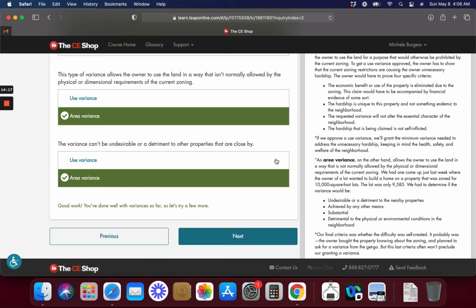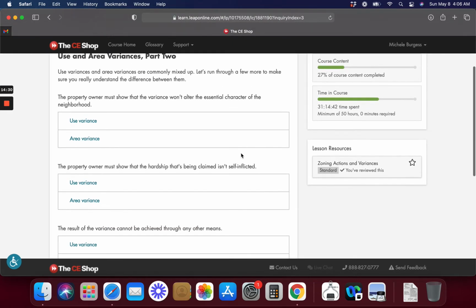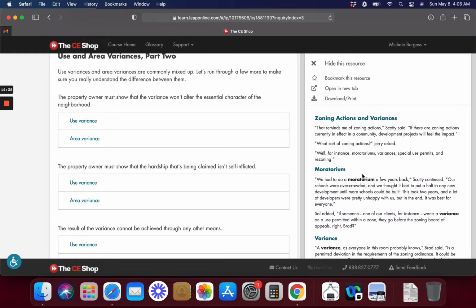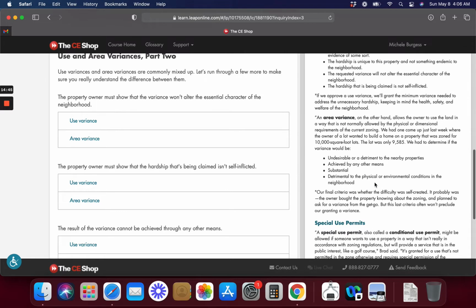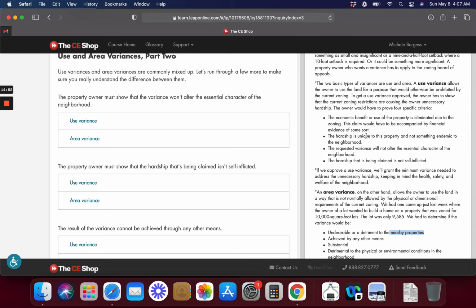Area variance. The variance can't be undesirable or a detriment to other properties close by would be another area variance. So you have to ask yourself if it's affecting one homeowner or the entire neighborhood. And that might be a good way to remember this. Is it affecting a property owner or the entire neighborhood? And for this one, see, for area, it's nearby. That's a good way to remember this.